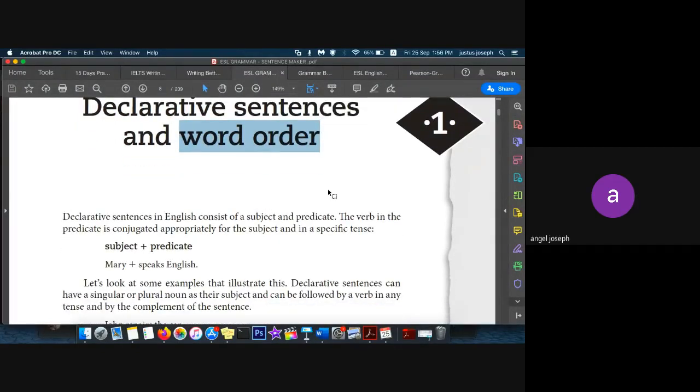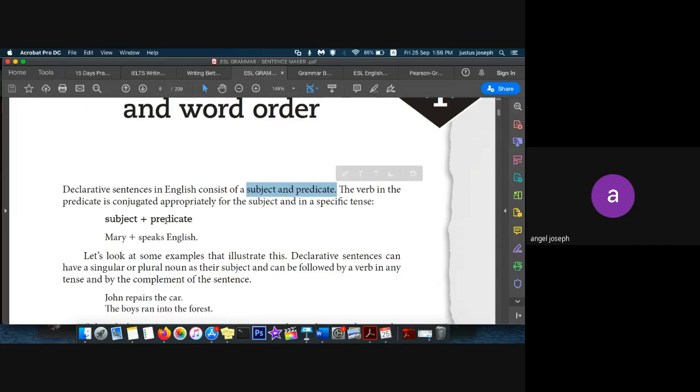Now, when we are talking about a declarative sentence, it has a subject and a predicate. You will ask me now, so what is a subject and a predicate? Look at this example. Mary speaks English.